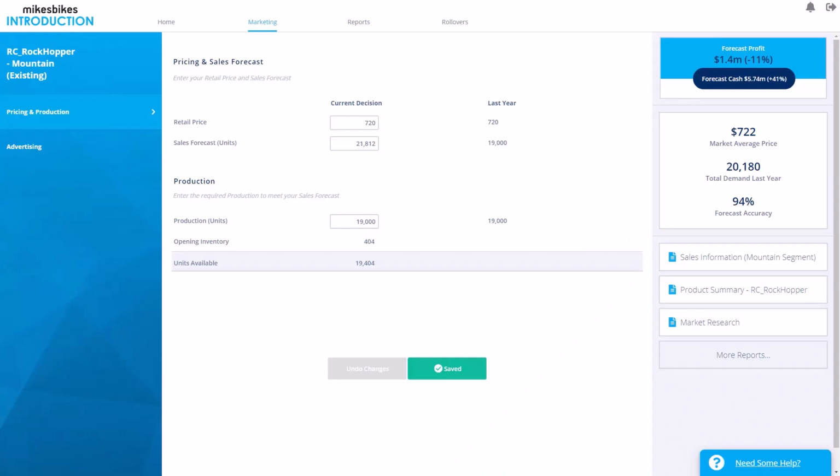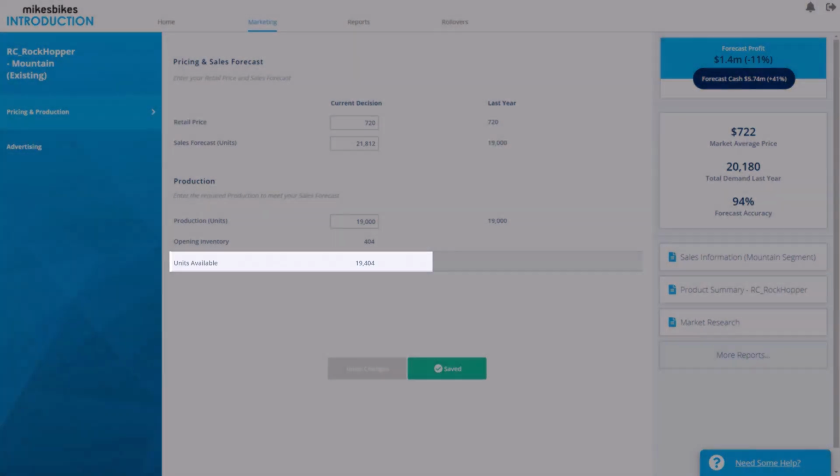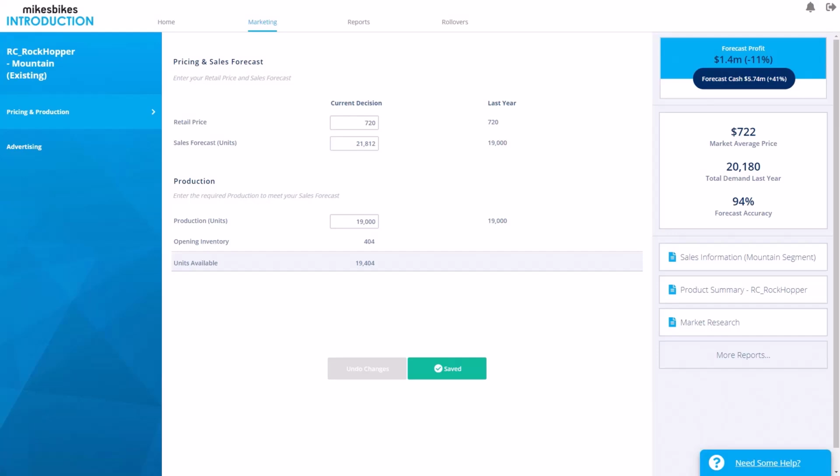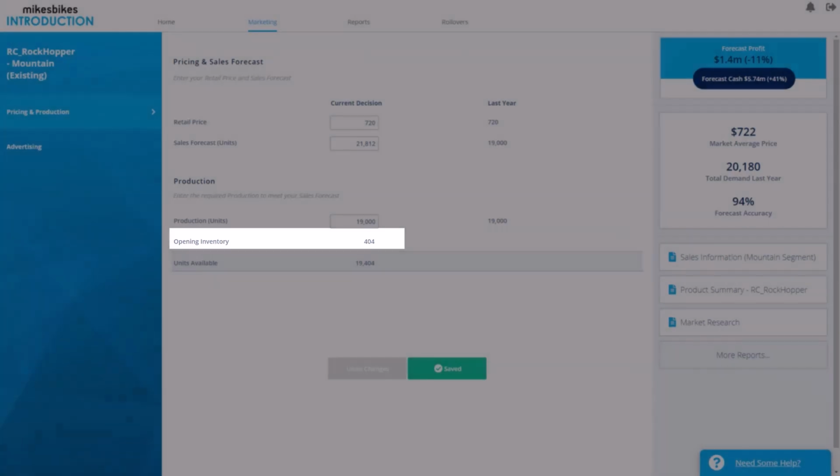Now that I have my sales forecast, it's important I then update my production decision. This will ensure I will produce sufficient bikes to meet my forecast. We can see that based on my current production, I would only be able to sell 19,404 units. So I need to increase production to meet my sales forecast of 21,812 units. Based on last year's sales, I have 404 units of opening inventory.